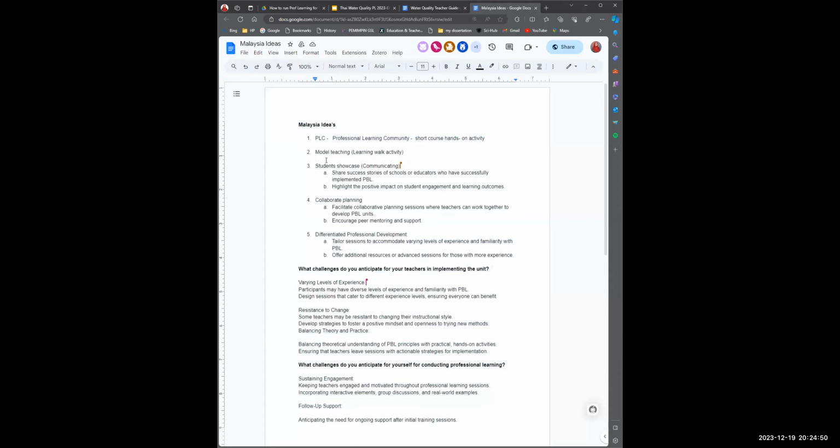So for most of us, since this is a professional learning community, it can be voluntary participation. And then since all of us have already gone through several sharing sessions previously, we can conduct a model teaching approach, showcasing to other participants, the intended teachers in our school, how to conduct PBL in the classroom.